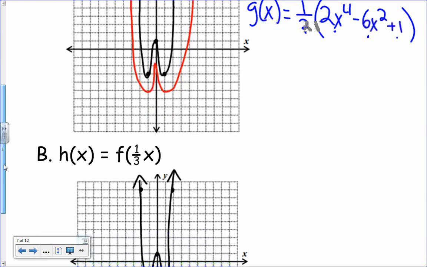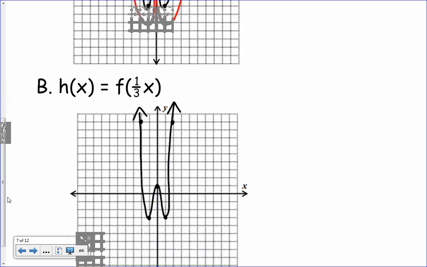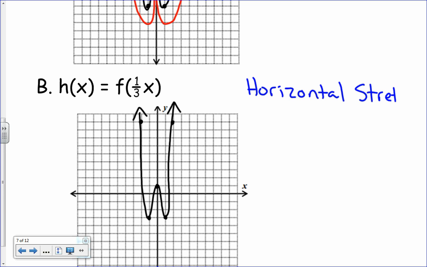All right, look at the next one. Go ahead. It's a horizontal stretch. First of all, how do you know it's horizontal? Inside, okay. So 1/3 is on the inside, so we know it's horizontal. All right, Nakia, keep going. How do you know it's a stretch? Three's on the bottom. It's a fraction, correct?